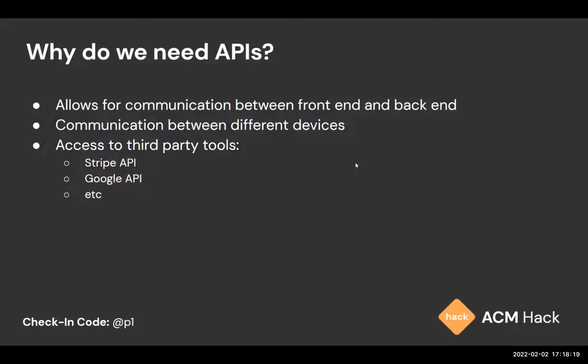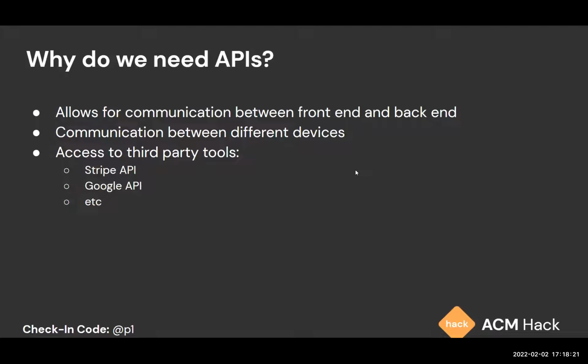Okay, so why do we need APIs? It's something I mentioned earlier in what is APIs, but basically we need to be able to communicate between different devices and front end and back end, right? To do this, you would essentially need these APIs. And you can also utilize APIs when you want access to third-party tools. So let's say you want access to maybe financial data or be able to send payments easily, right?